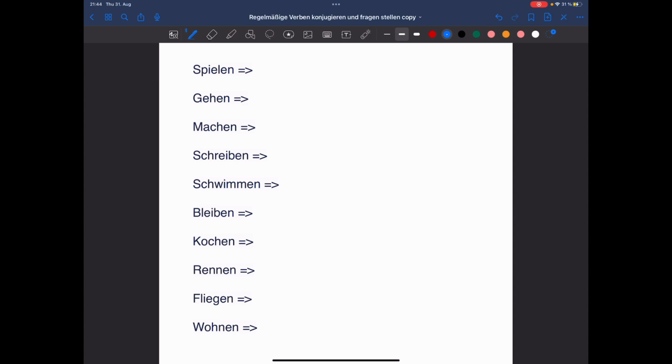So the next verb is spielen. Spielen means to play. So to play a game or something. Okay. Ich spiele ein Spiel. I'm playing a game. Gehen, to go. Du gehst zur Schule. You're going to school. Sehr gut.